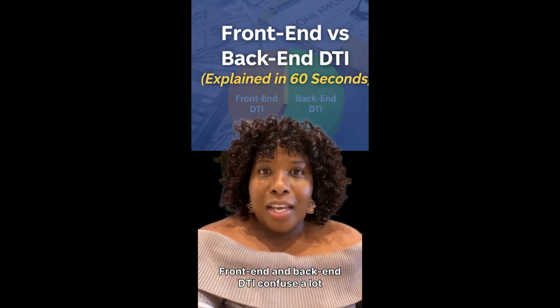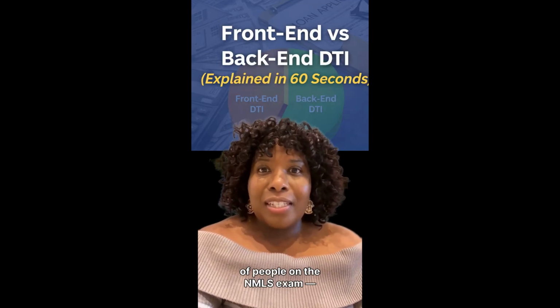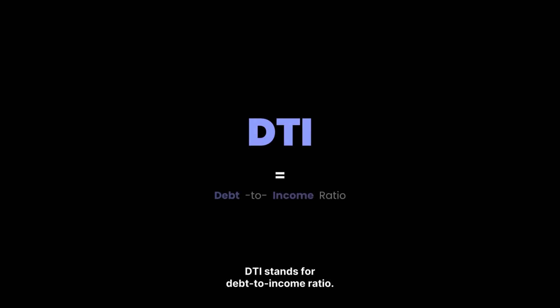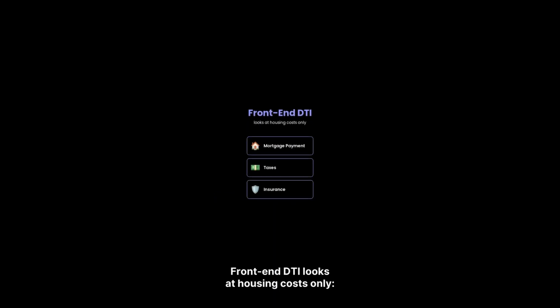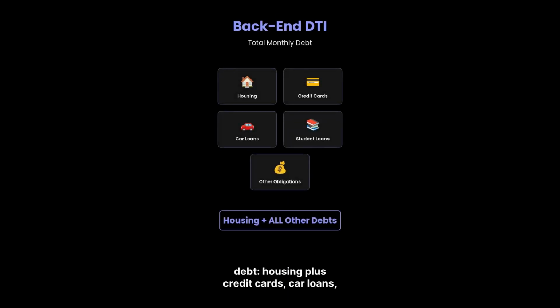Front-end and back-end DTI confuse a lot of people on the NMLS exam. Let me simplify it. DTI stands for debt to income ratio. Front-end DTI looks at housing costs only: your mortgage payment, taxes, and insurance. Back-end DTI looks at your total monthly debt: housing plus credit cards, car loans, student loans, and other obligations.